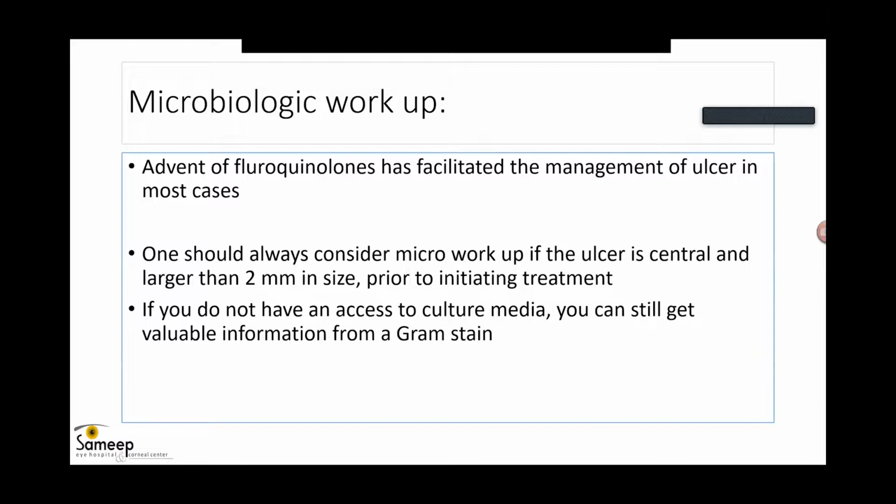These are the cases that, if they are not treated in time, or if we do not have any information about the organism, can go on a downhill course. So one should always consider a microbiological workup if the ulcer is central and larger than 2 mm in size. Prior to any initial management, one should take the scrapings. If you do not have access to culture media, you can still get valuable information from a gram stain, which was very nicely highlighted in a previous talk.